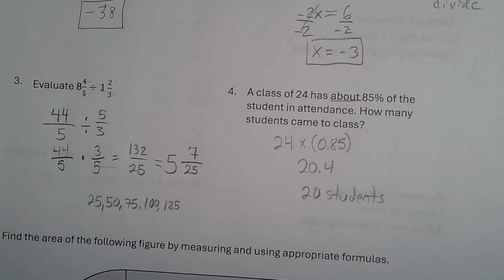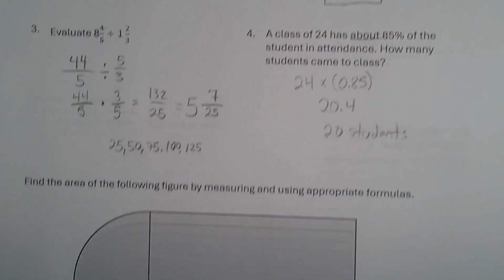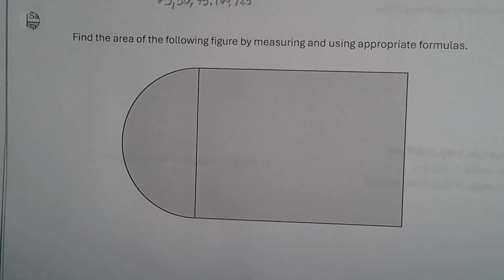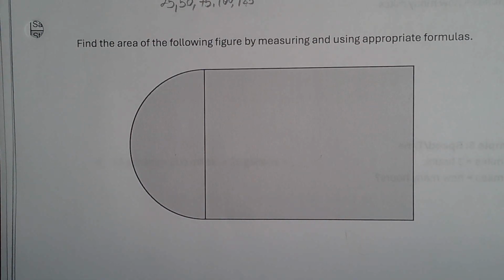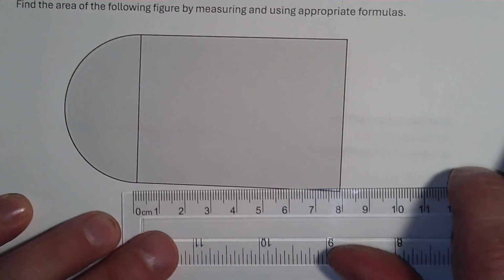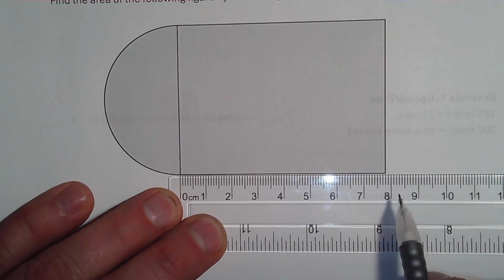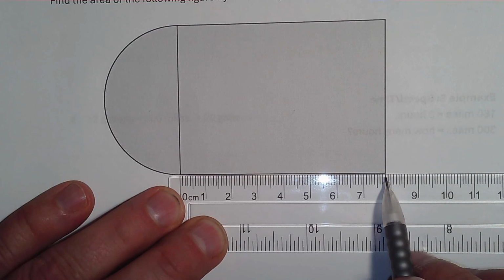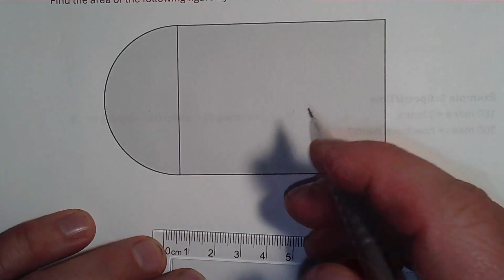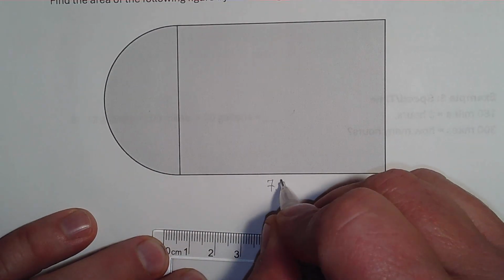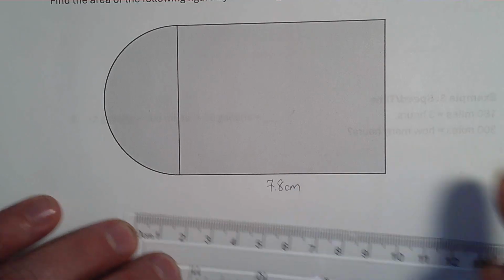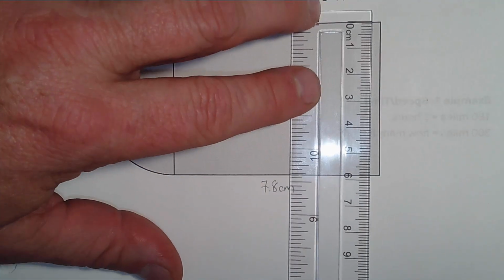All right. Now we're going to take a look at this problem here where we're going to be doing some measuring. So the first thing you need to do is measure this side and this side. So hopefully you have those measured. I'm going to do mine real quick just to confirm. What I'm seeing here is 7.8. Right, that's what it looks like there to me. So 7.8 centimeters.